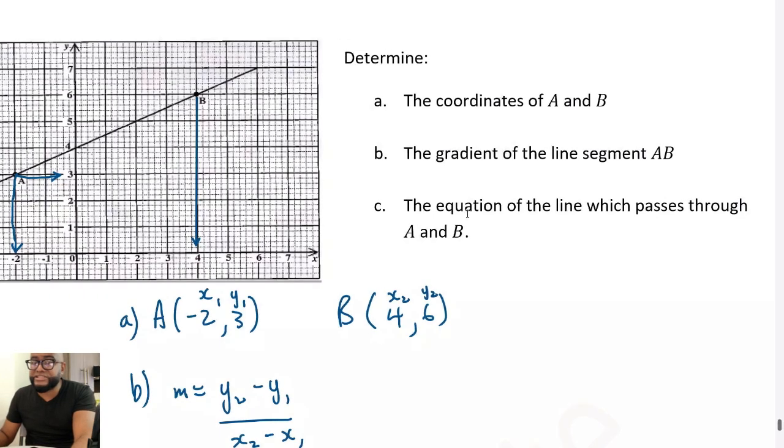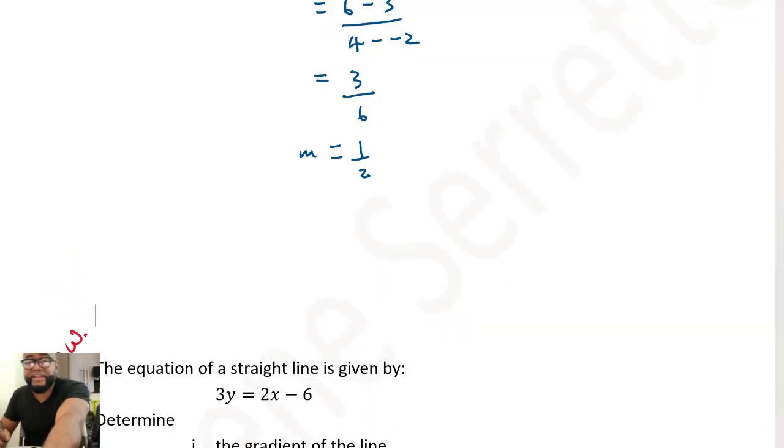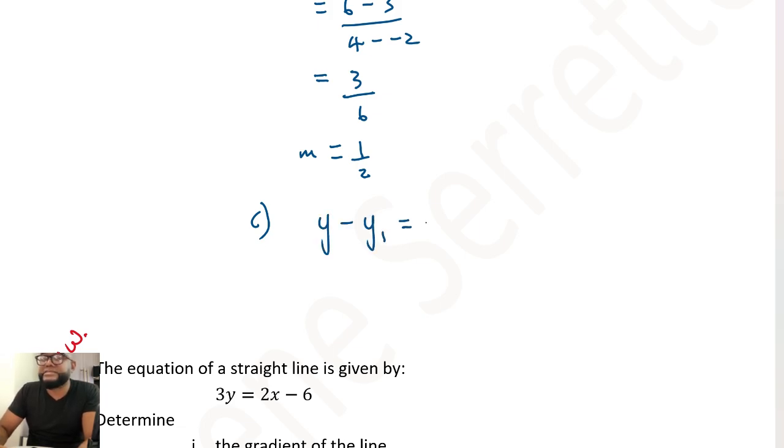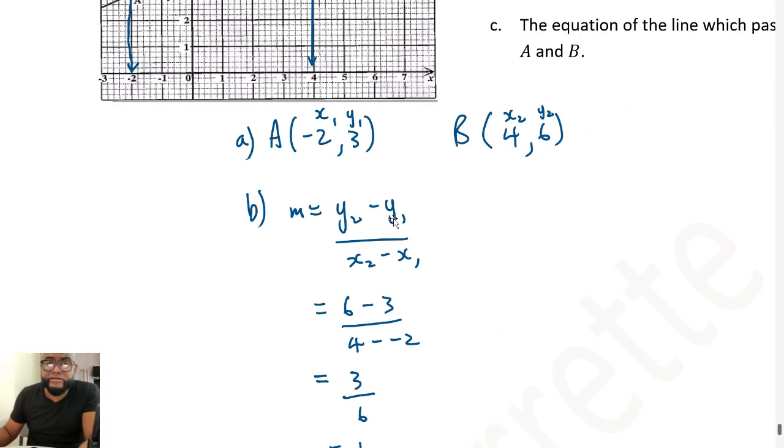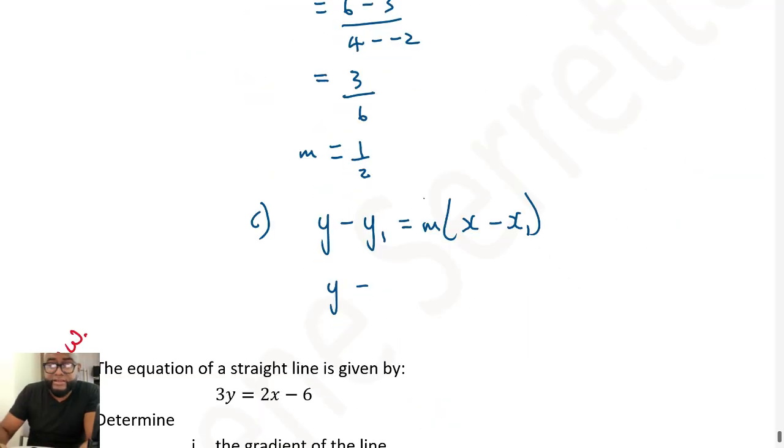Next, the equation of the line which passes through A and B. Simple thing, equation of the line, right? What is the formula to find the equation of a line? Let's stick this in all your brains, please. Y minus y1 is equal to m times x minus x1. Right? Y minus what y1 was above? 3, and we're using 3 and -2 and the gradient right here.